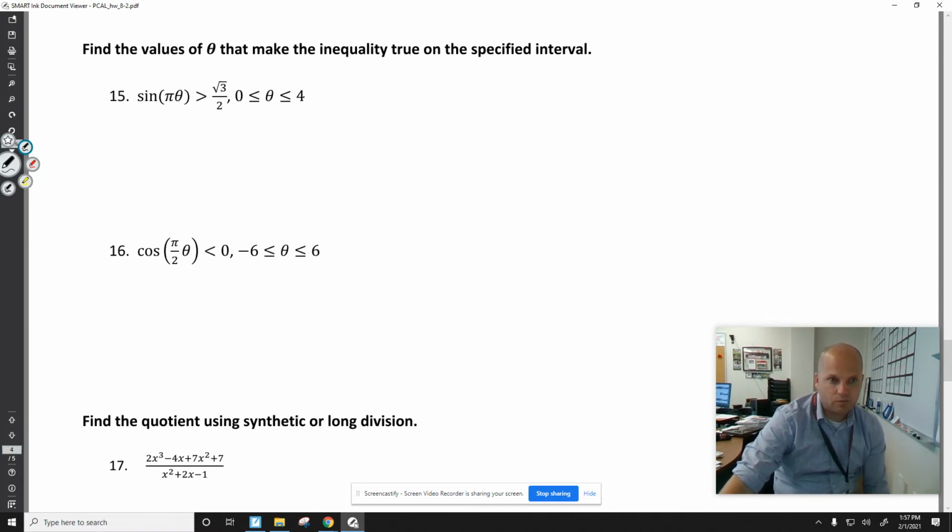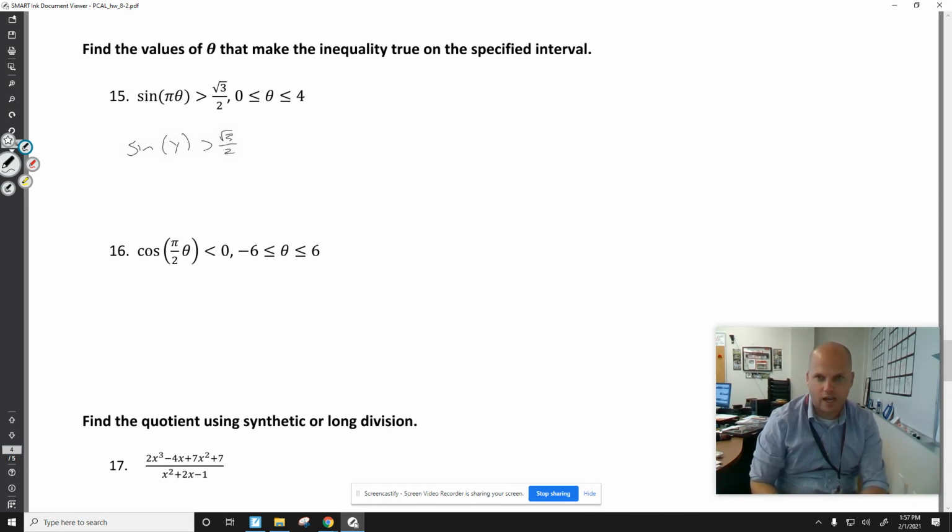Okay, let's do some trig functions. Sweet. Sine of pi theta greater than √3/2. Whenever we did this, we didn't do enough of them. Whenever we have this, I like to replace it with something else. And I say, when is sine in general equal to √3/2?